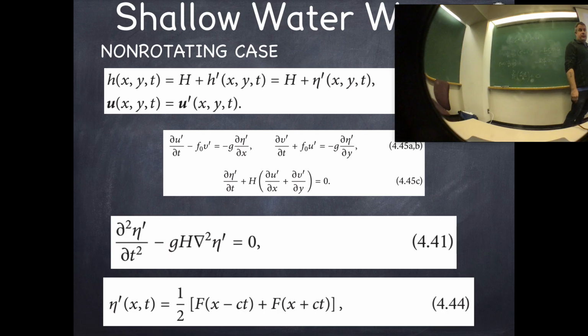Okay? I could do exactly the same thing in the reduced gravity system. I would get exactly the same wave, except this would be square root g'H. How do I interpret that?